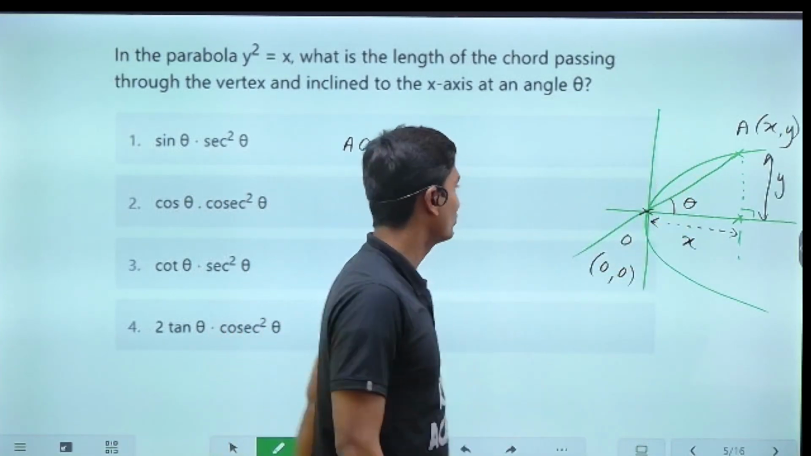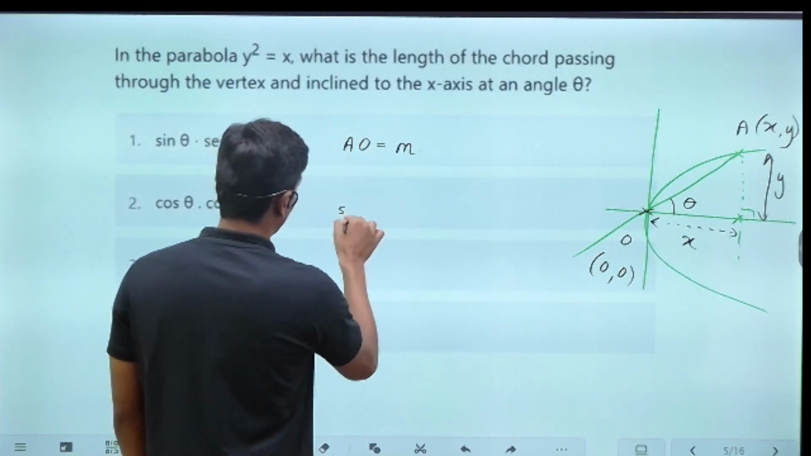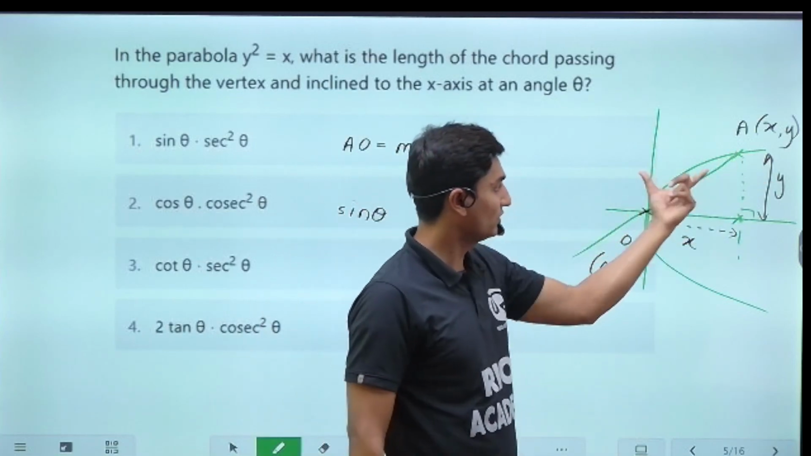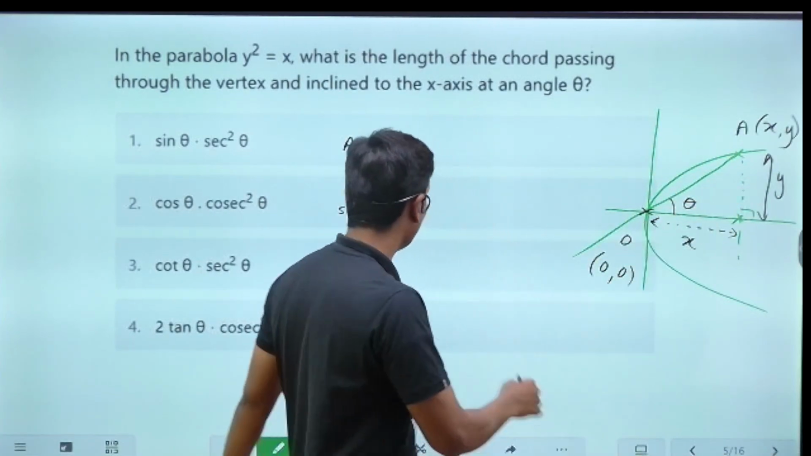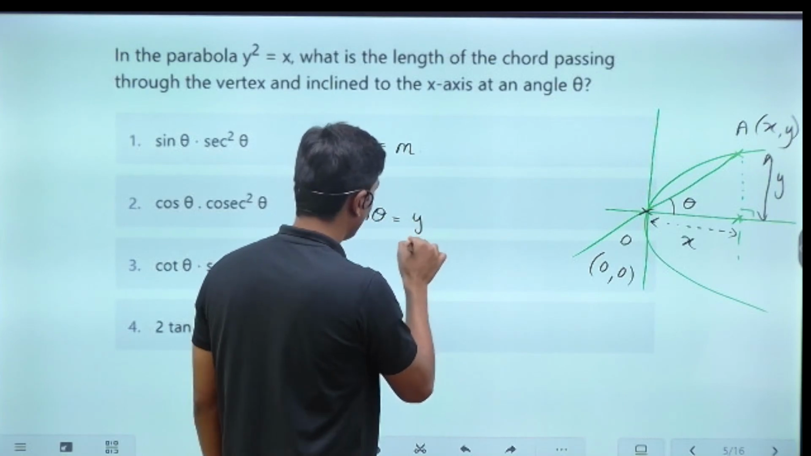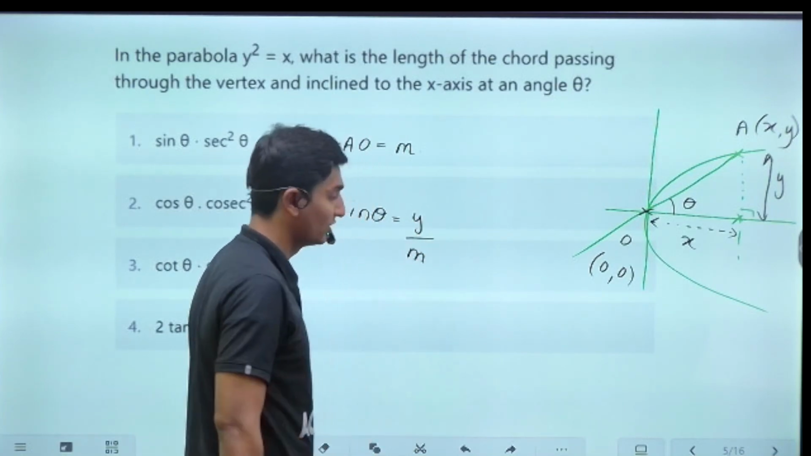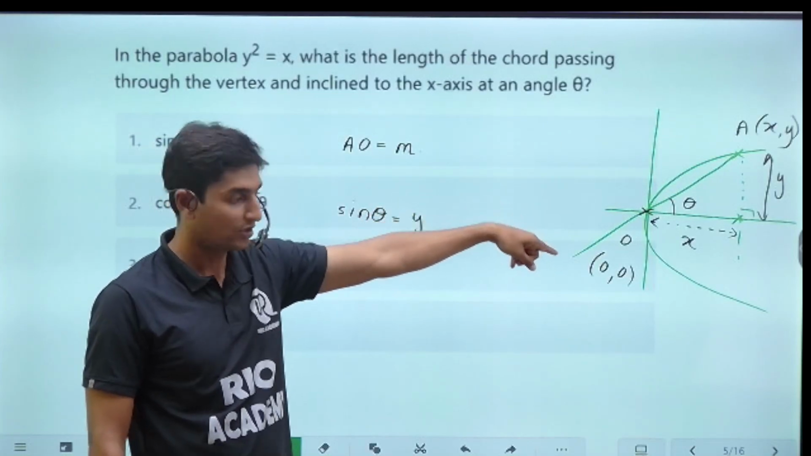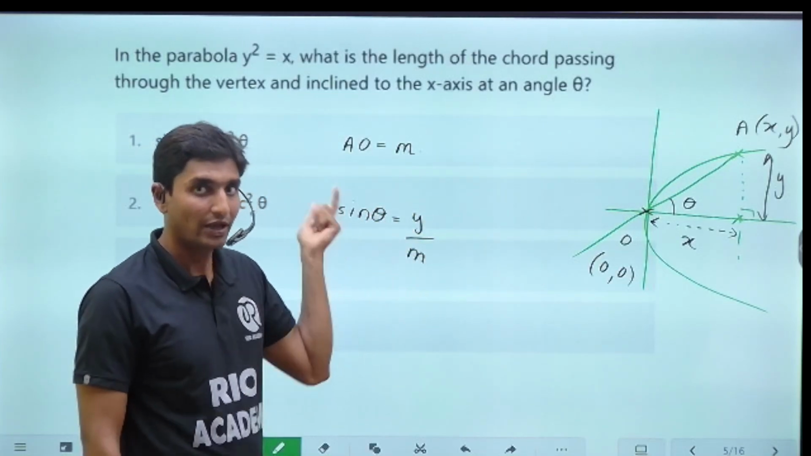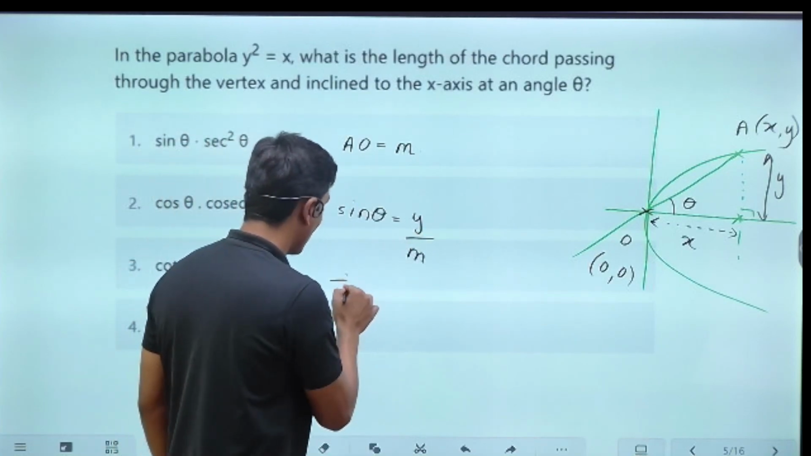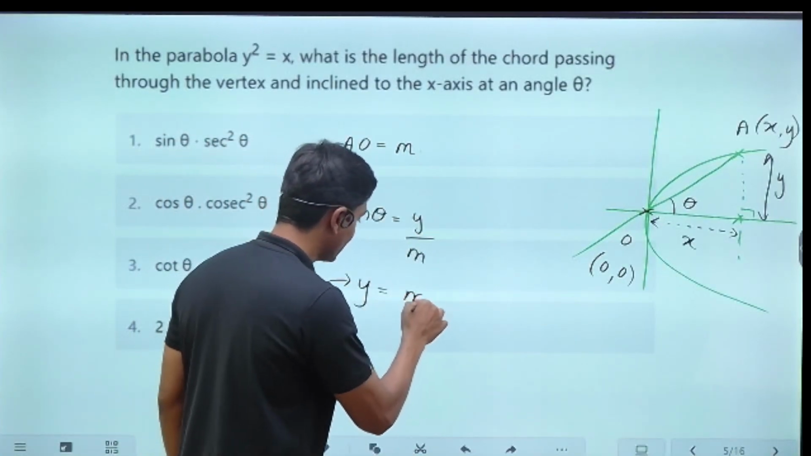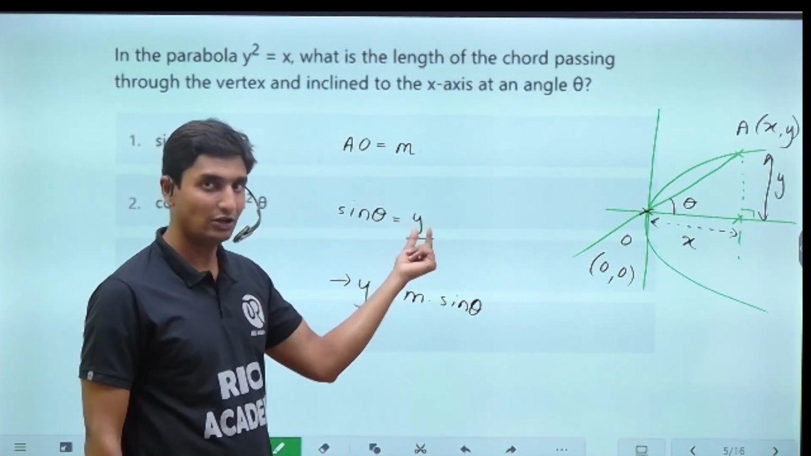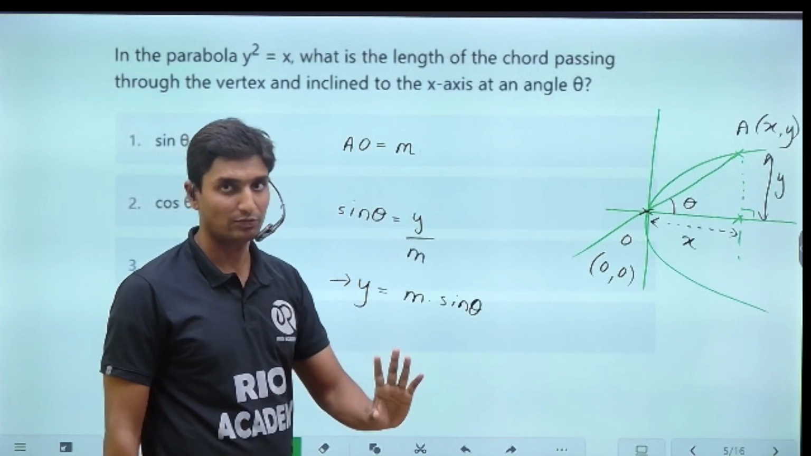So anyhow, you have to deal with this question on a trigonometric basis only. Here I'm going to take out the value of sine theta. What is sine theta? Opposite upon hypotenuse. What is the opposite here? y. Opposite is y, divided by the hypotenuse, which is m, the length of the chord that we have obtained. Cross multiplying, I can write the value of y as m sine theta.